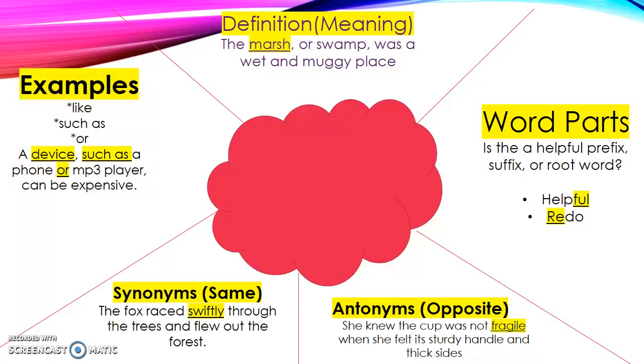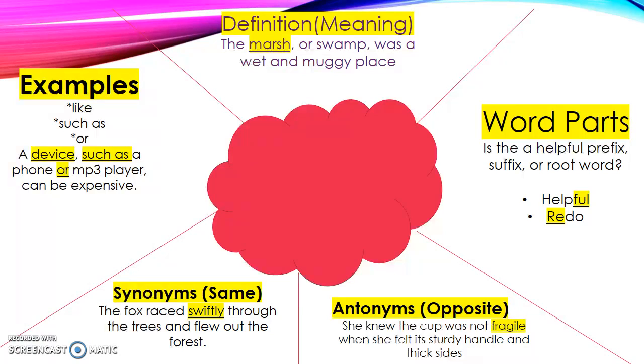Examples such as like, such as, or. As stated before, I stated that we had a couple of or statements. So in this example below, it says, a device such as a phone or MP3 player can be expensive. Here we go. What is a device? We can say the such as or MP3 player. So we can look at the examples like, such as, or to determine the meaning of a device.